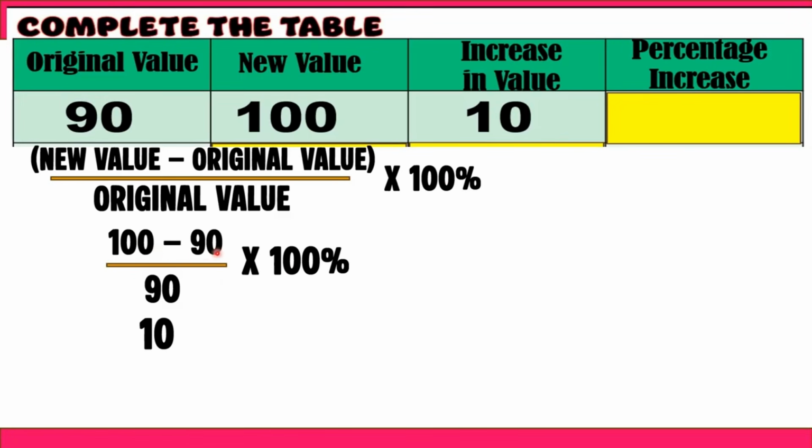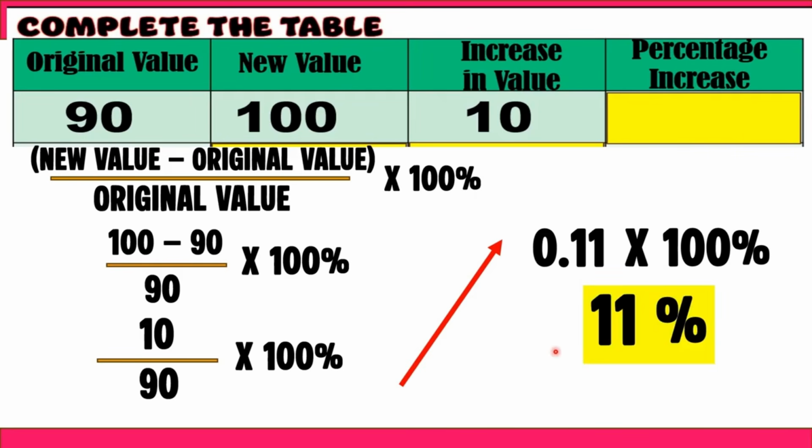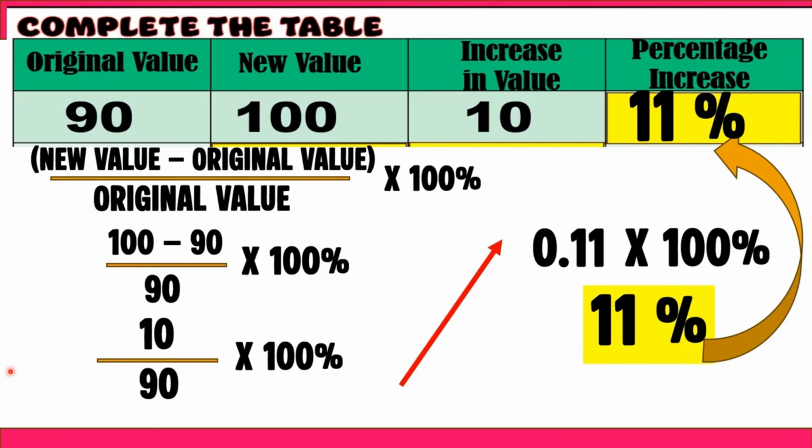Next, 100 minus 90 is 10, divided by 90. So 10 is the increase in value. Okay, 10 over 90 times 100. So 10 divided by 90 is 0.11. To get the percentage increase, we multiply it by 100%. So 0.11 times 100% is 11%. And that is the percentage increase.